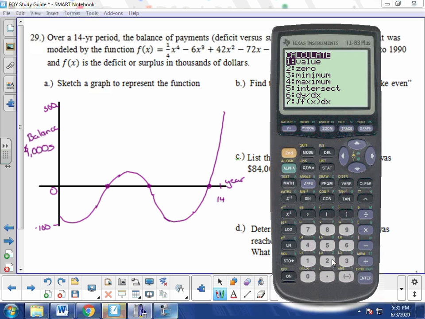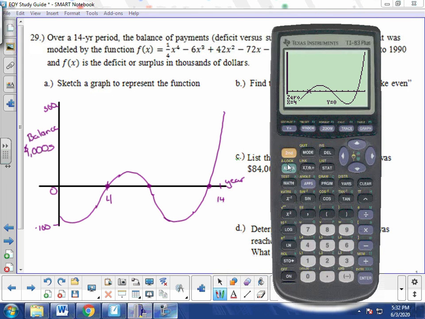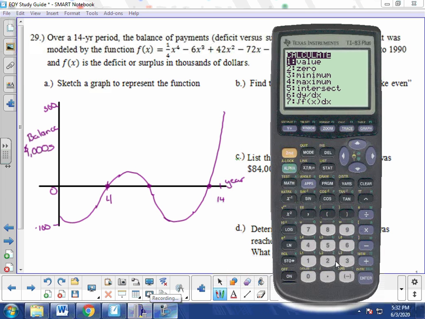It's going to ask for a left bound. So we're going to move this cursor over here so that it's on the left side of the point that we're looking for. Hit enter. It's going to ask for a right bound. I'm going to move it to the right side. Hit enter. It's going to ask me to guess. I'm not going to guess, and just hit enter. So this is going to be at x equals 4. So I'm just going to put a 4 down here on the x-axis. And then do the same thing for the other point. So move this over to the right.